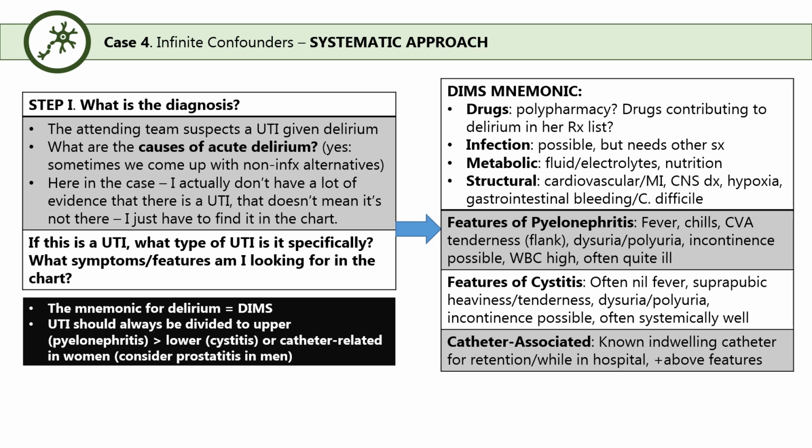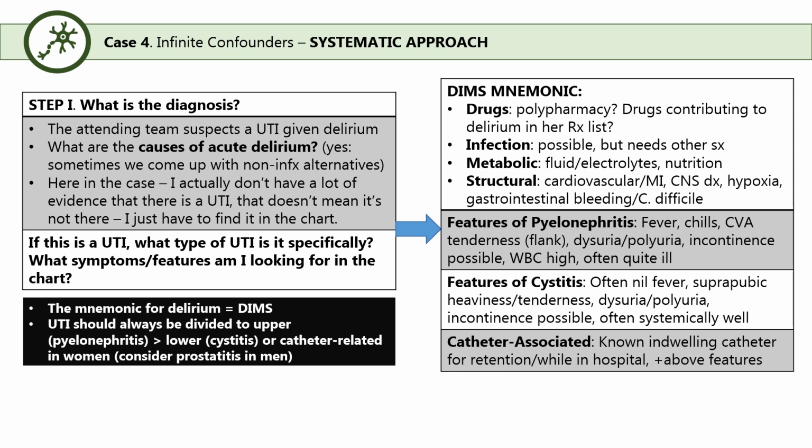polypharmacy, contributing to delirium; infection, which is possible, but you usually need other symptoms to confirm; metabolic, i.e. fluid, electrolyte, or nutritional problems; and structural, i.e. ischemia, central nervous system disease, hypoxia, or bleeding. If this was a pyelonephritis, despite trouble with history taking in someone with dementia, I'd still expect to see fever, chills, CVA tenderness or flank pain, and lower urinary tract symptoms.